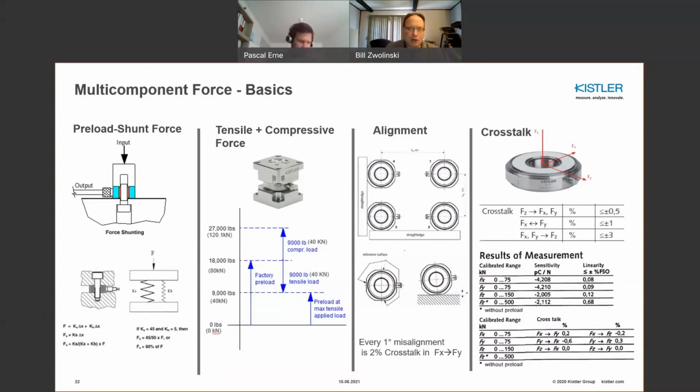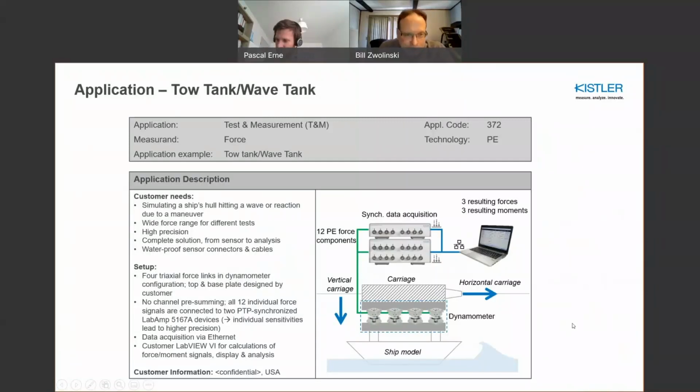Then lastly, crosstalk. As I mentioned, what's in the data sheet is often the maximum possible crosstalk, but what you actually get in the CalCert is quite a bit better than what's in the data sheet. Typically, you can see here in some cases you actually get 0% crosstalk between X and Z, which would be quite perfect. So there is quite a bit better crosstalk than maybe what's in the data sheet, but that's pretty common in at least Kistler data sheets.